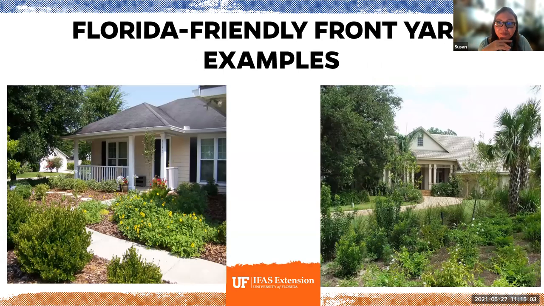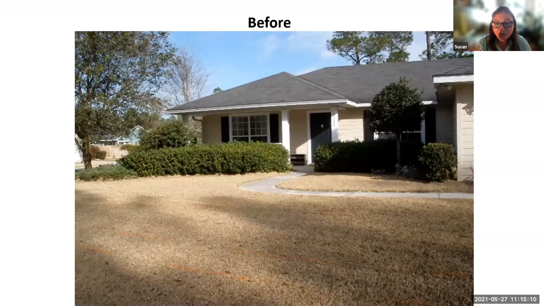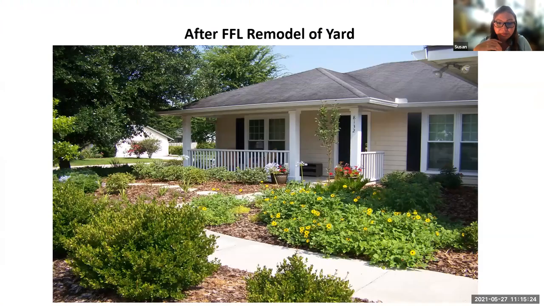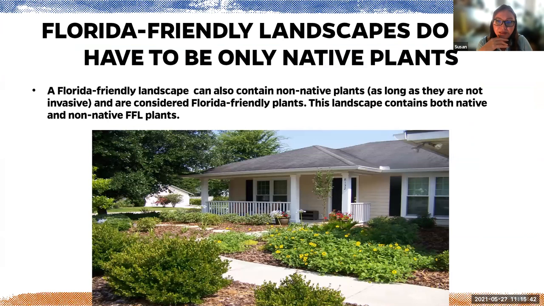So here are some examples of Florida-friendly front yards. And this one in particular was someone who had a traditional front yard, really dominated by a turf grass lawn, and they decided to kill that off and start over again to have a more Florida-friendly yard. And this is the result of that. And these are not all completely native plants here. Some of them are non-native, but they're all Florida-friendly. And obviously much more friendly to creatures like pollinators than having an expanse of turf grass. So importantly, Florida-friendly landscapes do not have to be only native plants. This is a popular misconception. As long as they are Florida-friendly, that's also fine.